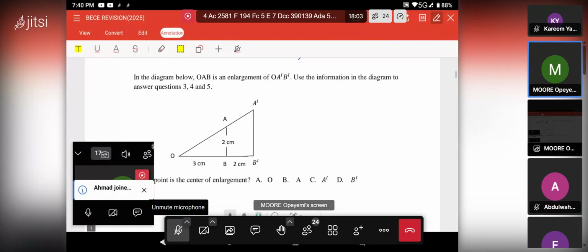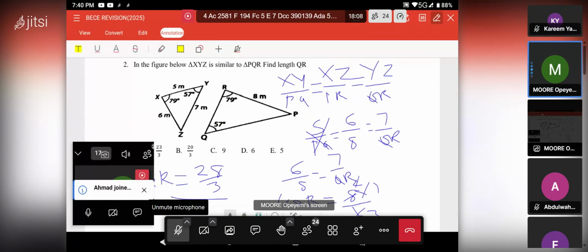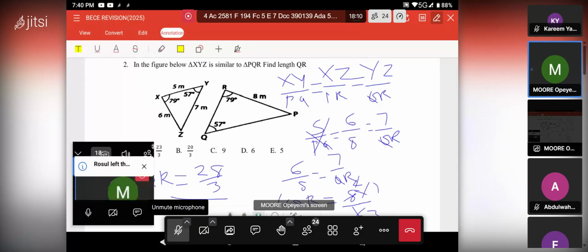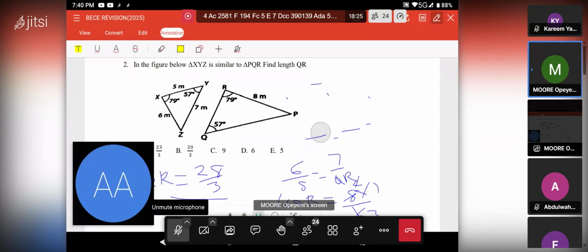Yes, sir. Okay, this is number two. We call it similar shapes. To find the missing side of a similar shape, there is something we call corresponding length. Do you know that? Yes, sir, corresponding length. So we find the ratio of the corresponding lengths.